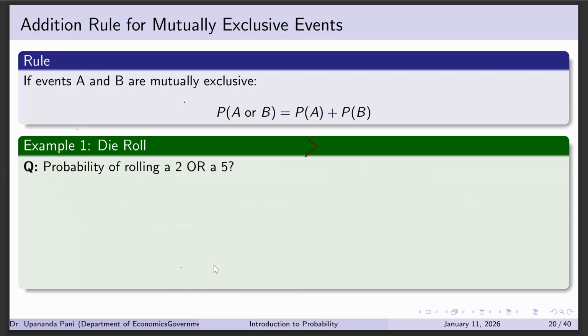Now, if events A and B are mutually exclusive, you will write like this: probability of A or B is equal to probability of A plus probability of B. So now please find out the probability of rolling a 2 or a 5.